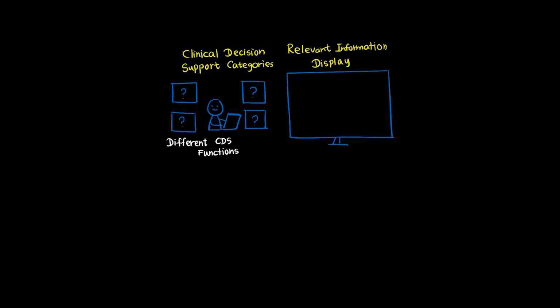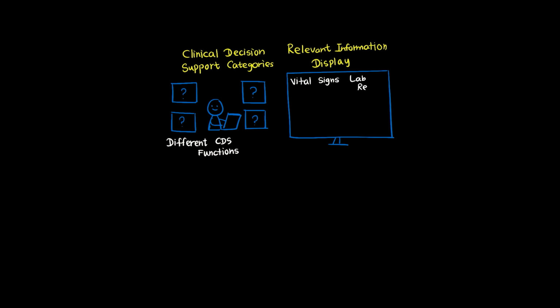Some provide alerts and warnings. Others give expert recommendations. But one important category focuses on displaying information in ways that help clinicians understand patient status quickly. Relevant information display tools provide seamless access to patient information or summarize prominent aspects of the medical record to help clinicians grasp the patient's conditions and status efficiently.